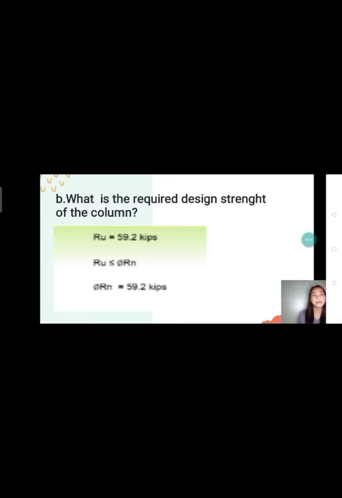Next, letter B. What is the required design strength of the column? The factored load is equal to 59.2, so the design strength is equal to 59.2 kips.